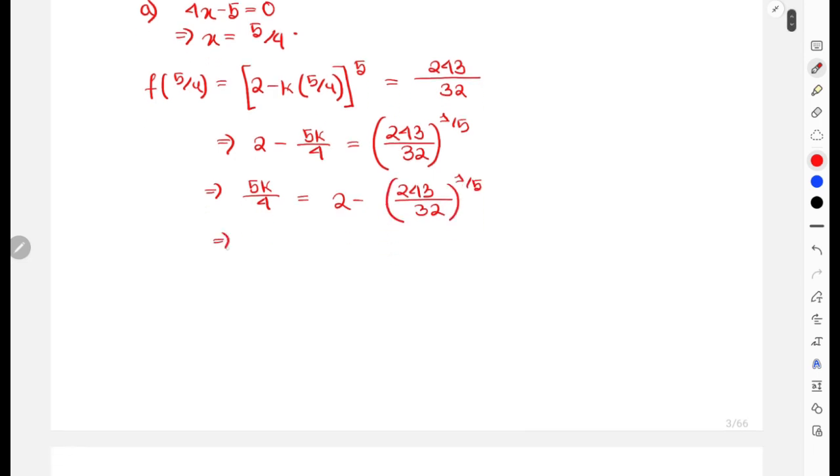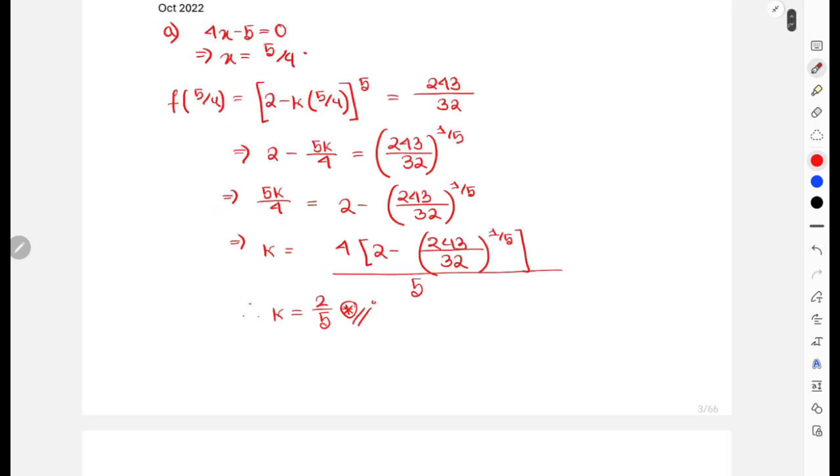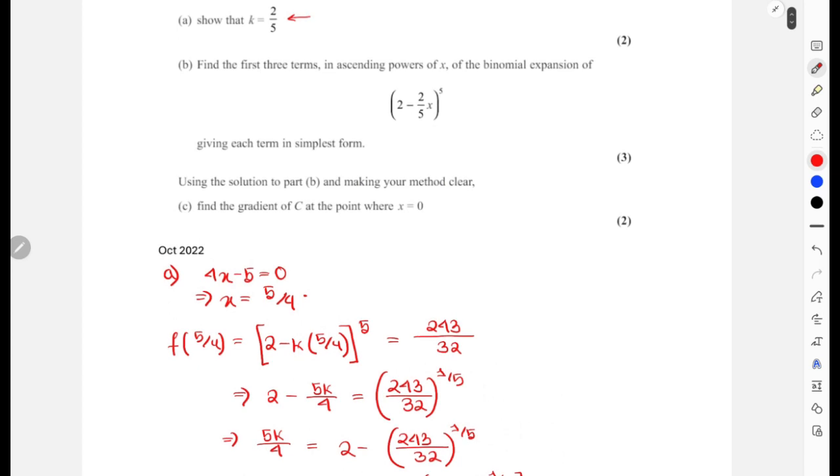And then again, I'll just have to make k the subject, which means this will be multiplied by 4, 2 minus 243. Okay, so the value for k in that case, you're getting 2 by 5. We are done with part A.